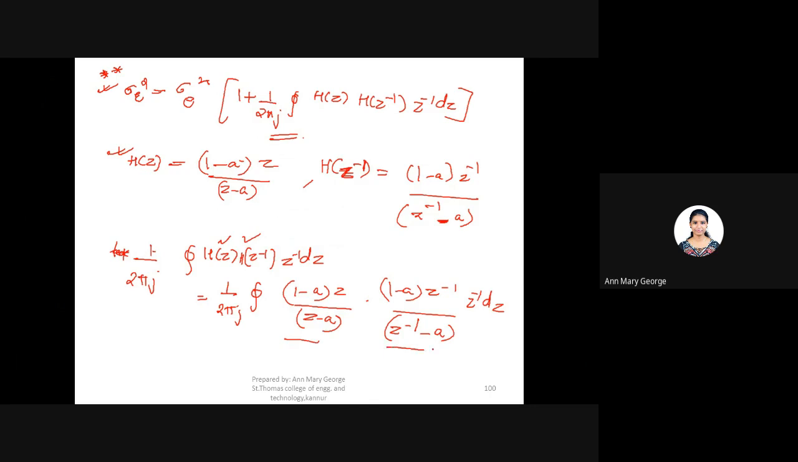ദാറ്റ് ഈസ് ദിസ് വൺ. Okay, so we can write it as 1 by 2 pi j the integral of 1 minus a z by z minus a into 1 minus a z inverse by z inverse minus a into z inverse into dz. Okay, then we have written this much by using the residue theorem. Okay, so we can evaluate this using residue method. How can you evaluate using residue method?